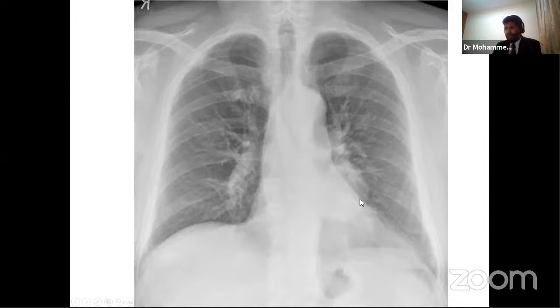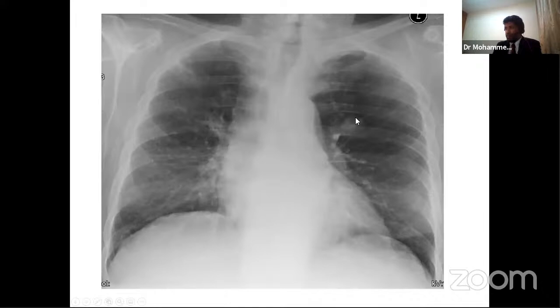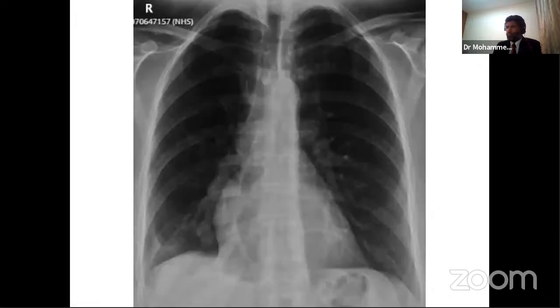This is another example of a subtle area of abnormality here. This is the infrahilar area of abnormality on the left side. This is another example of a very subtle area of abnormality across the left suprahilar area.